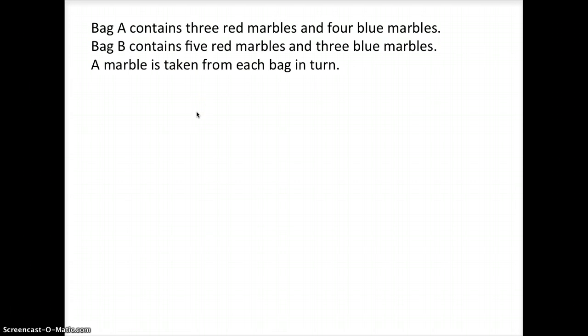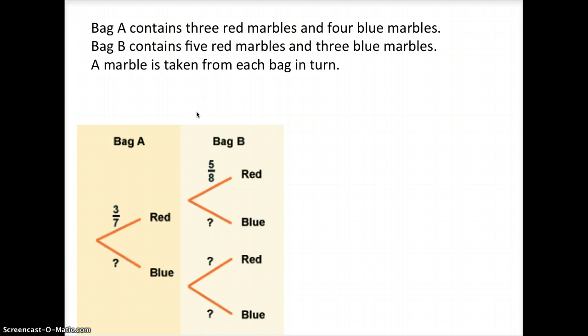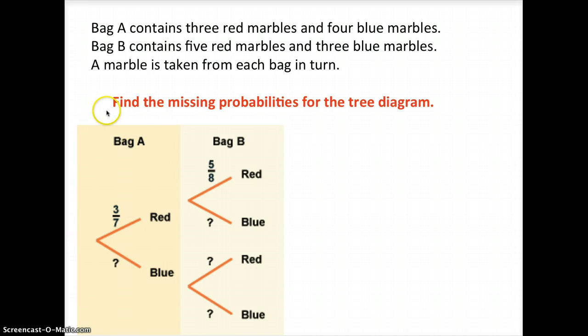To continue, here's the tree diagram, but I did not put all the results. We're going to find the missing probabilities for the tree diagram. You should have 2 branches, one for bag A and one for bag B. For bag A, we know that there is a total of 7 possible outcomes because you have 7 marbles for bag A. 3 of them are red, so for the probability of getting a red, you have 3 out of 7. So for blue, you should have 4 out of 7.